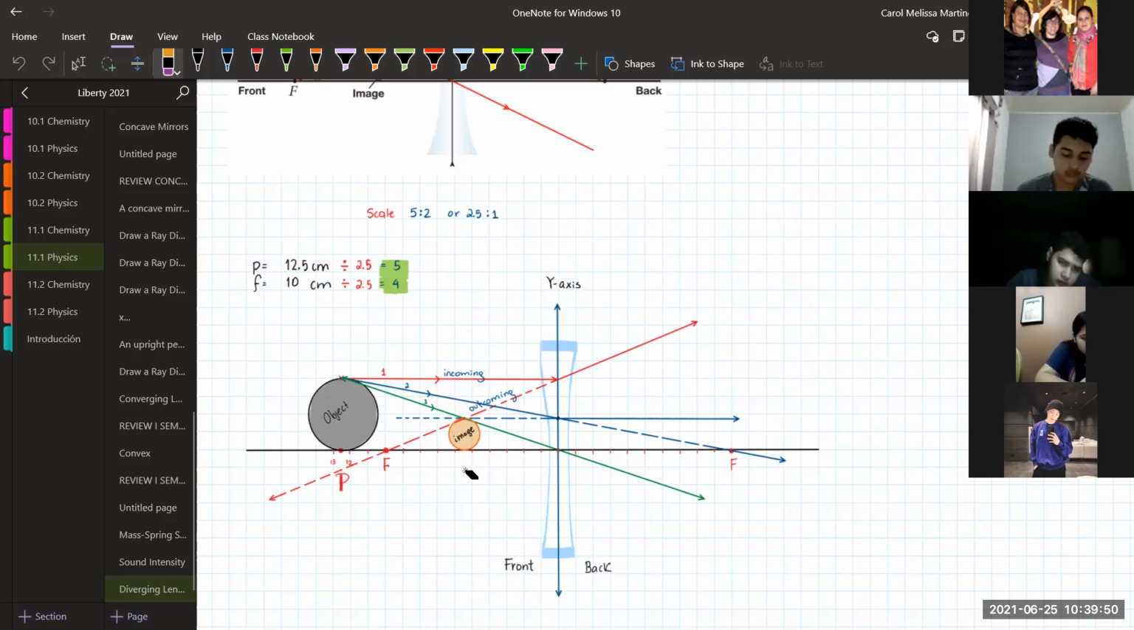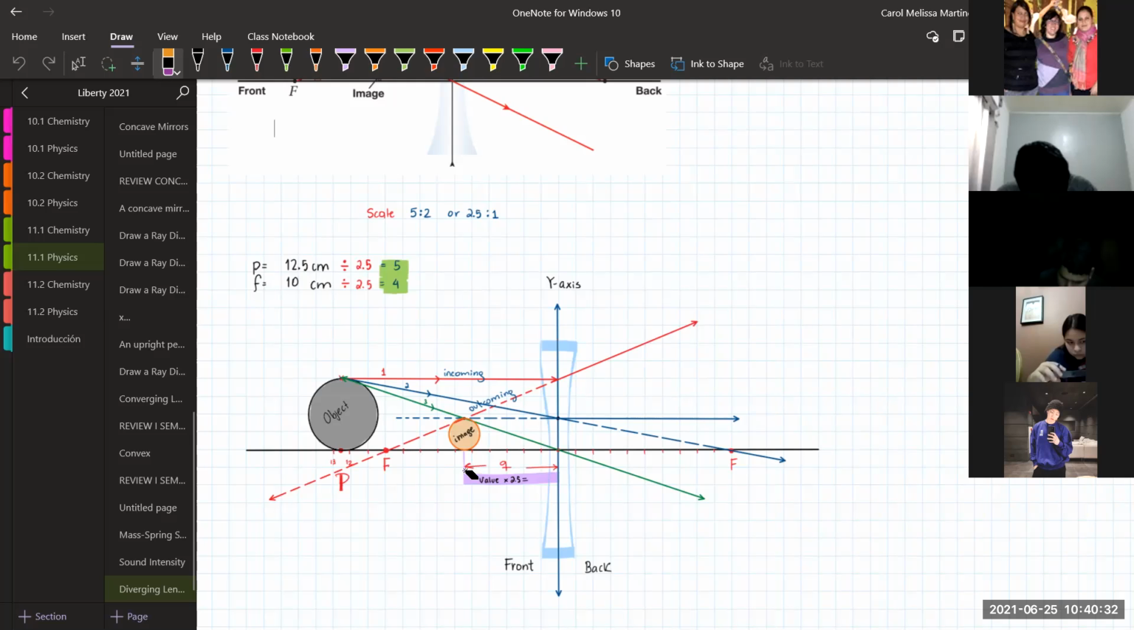Now let's analyze the position of the image. In your case, you're going to measure the distance between the object and the center of the axis. And the value that you obtain, you will multiply times 2.5. How much did you get? I mean, will your ruler measure this distance? And the value that you get from the ruler, multiply times 2.5. And then tell me what is the value that you got.